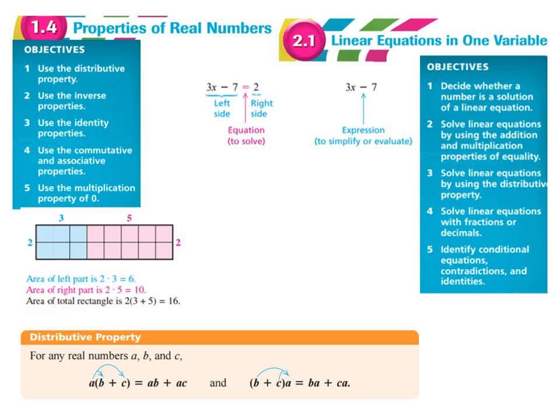Getting started with our distributive property. Here's a little area model that can show that. If you break it down into a 2 by 3 here and a 5 by 2 here, you get an area of 6 and an area of 10, or you can look at it as 2 by 3 plus 5, which of course ended up being 2 by 8. So either way you get a total of 16 for the area, and that's really how the distributive property works. It's an area model type of explanation of that.